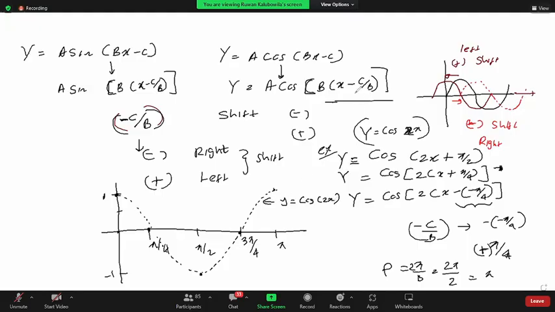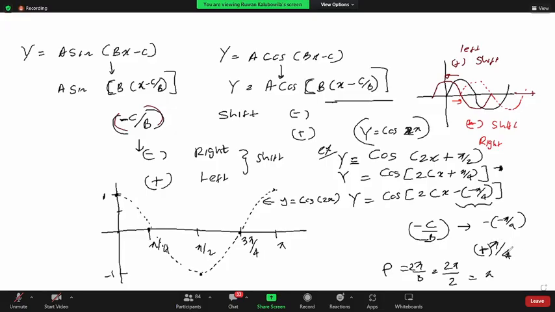Sorry, y equal cos 2x curve. Now what we have to draw, y equal cos 2x plus 5 over 2. Now we'll find out the shift. Y minus c over b, that gives us a positive. That means this should have a left shift. Right? So the value of the shift is equal to c over b. Right? So 5 over 4.